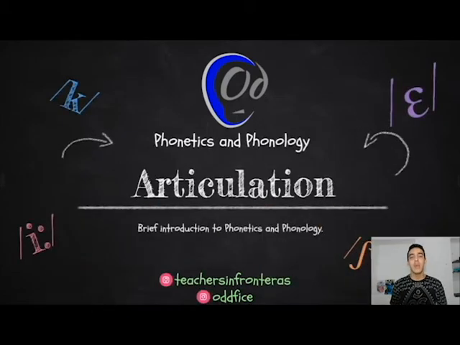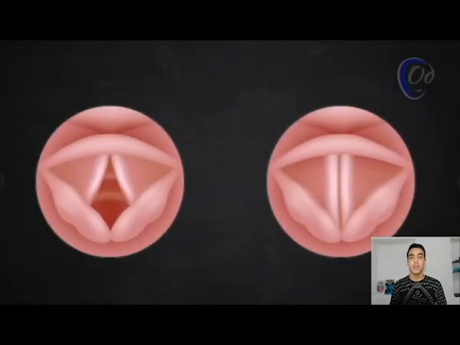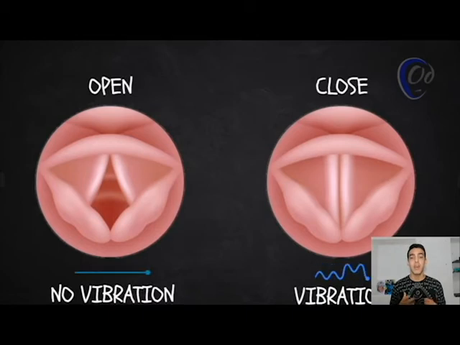So now we are with articulation. What is articulation? First, we will talk about the vibration and the non-vibration of the vocal folds. We were dealing previously with the parts of our body and where these vocal folds are located and how they are. They are two pieces of tissue in this position, open position or closed position.